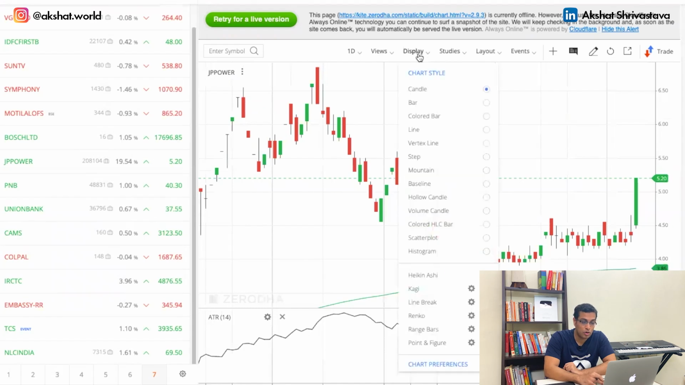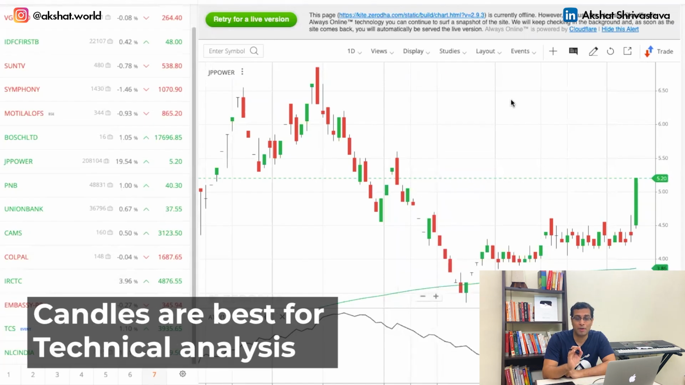The second thing is that when you go on this display, you get different chart styles. For example, this is candle, this is bar, this is colored bar, this is line, this is vertex line, all that stuff. So you can use anything, but candles are the most powerful thing for doing technical analysis.